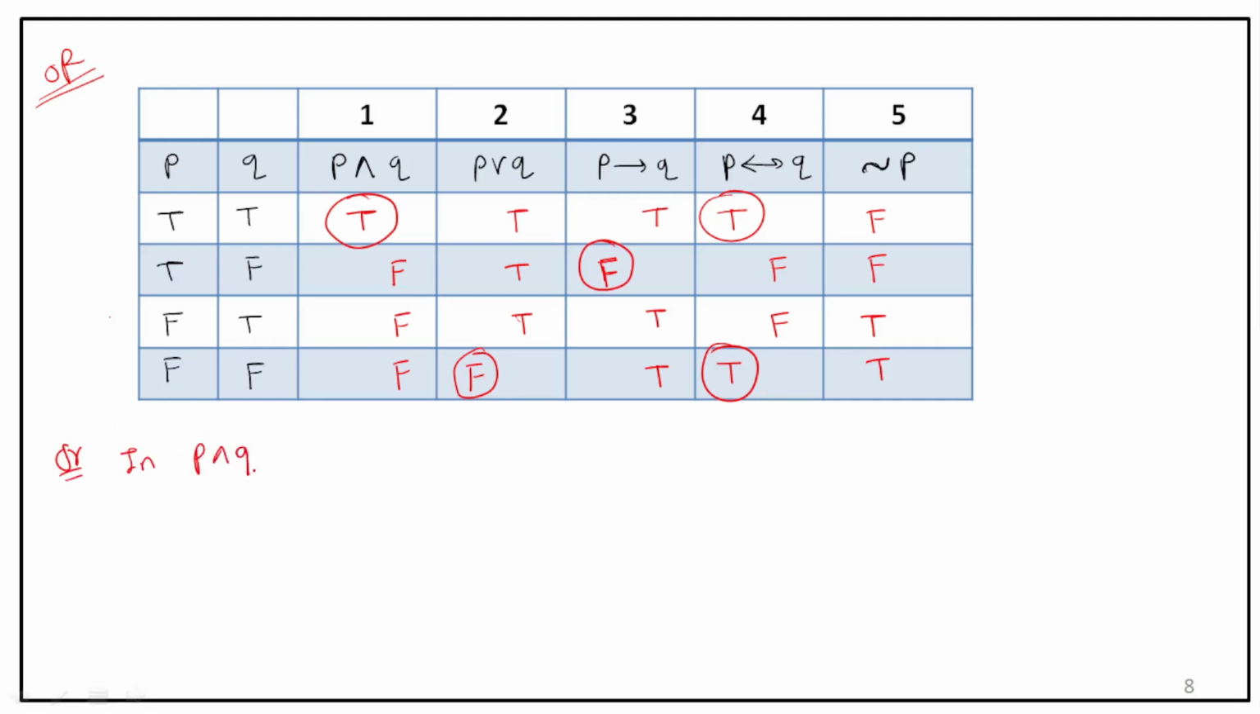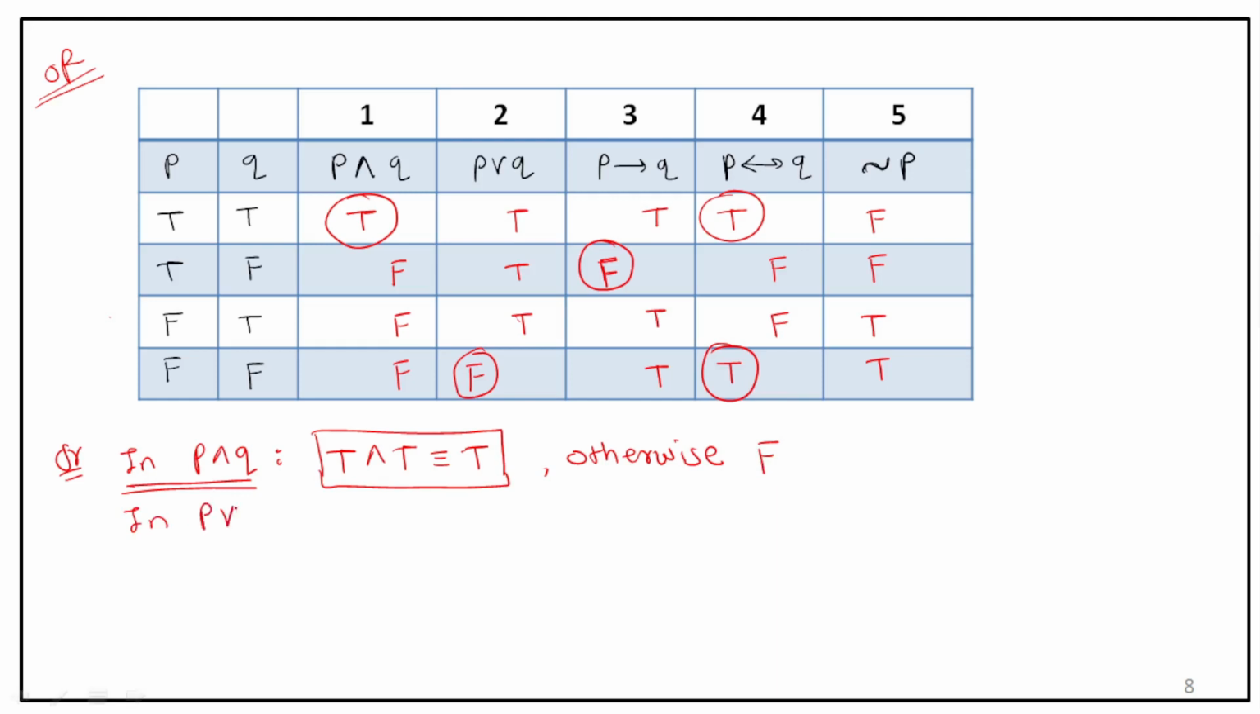Another way: in P and Q, here T and T, which is equivalent to T, and otherwise false. In P and Q, F and F, that is the F, this is important. Otherwise, that is the true.